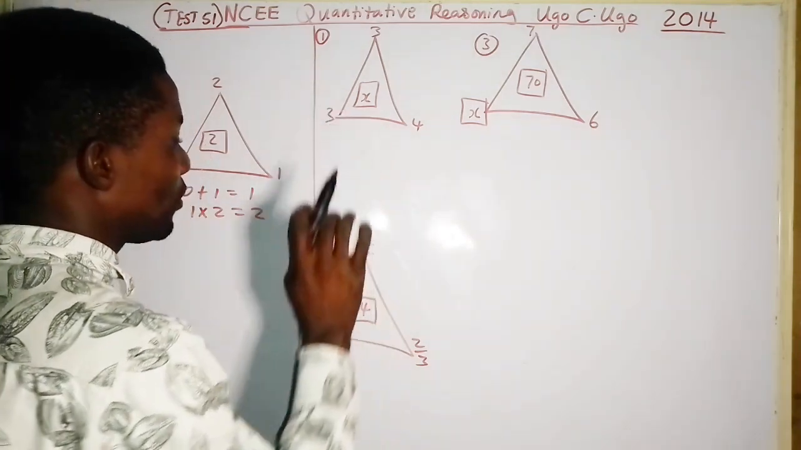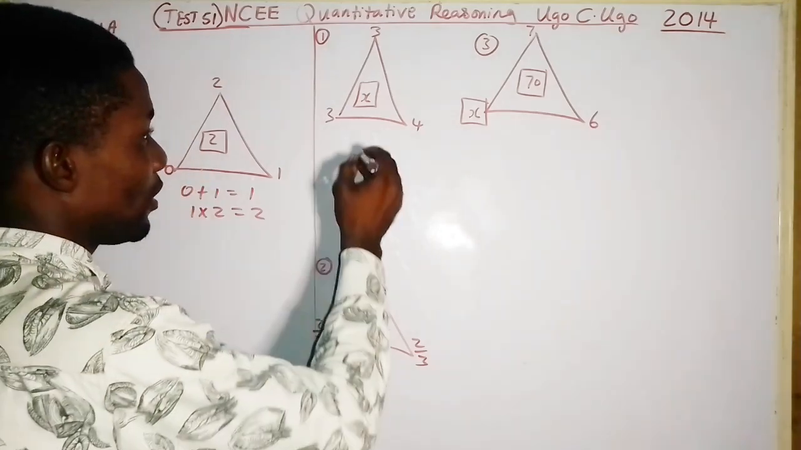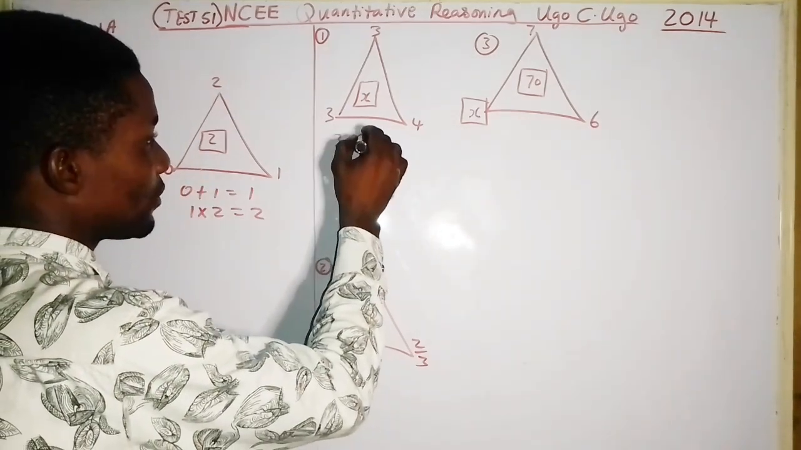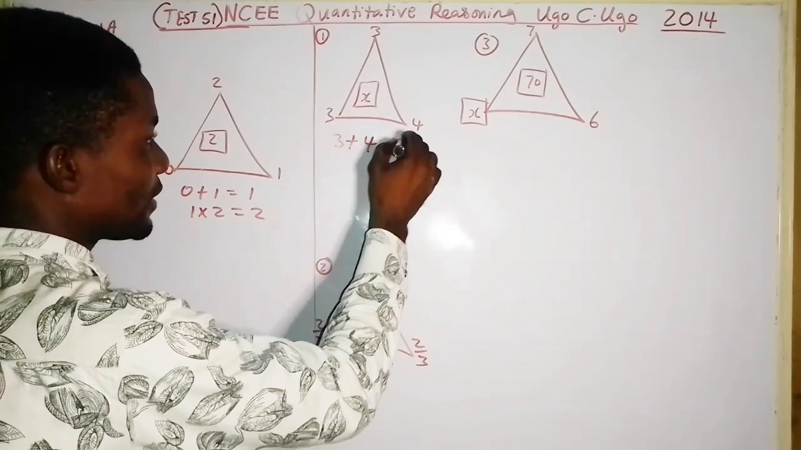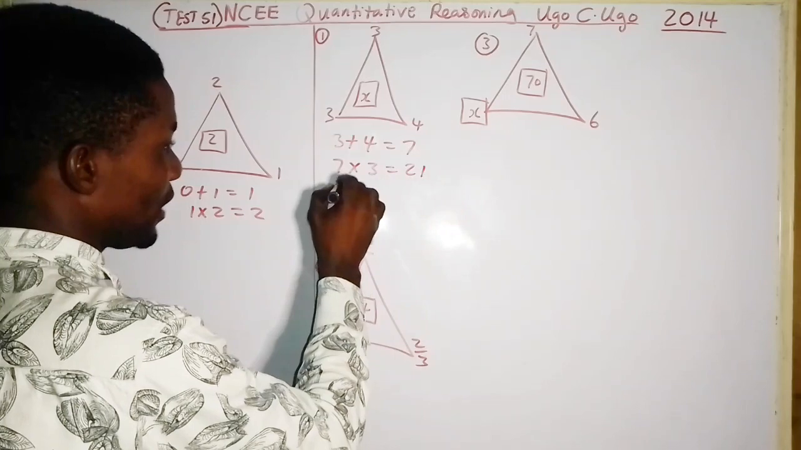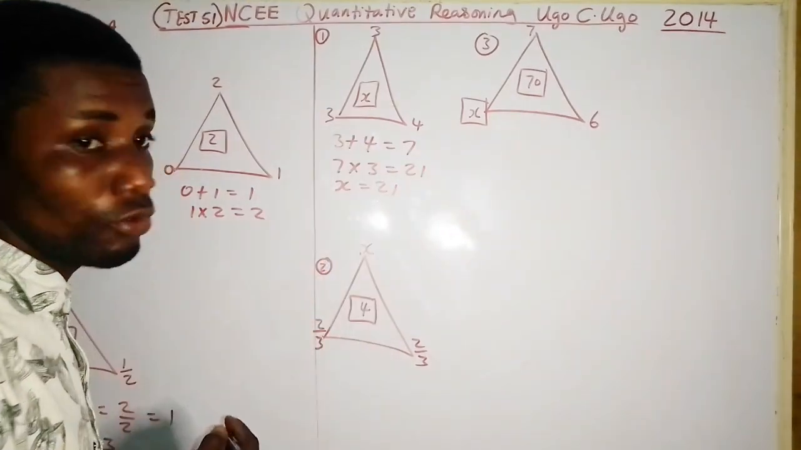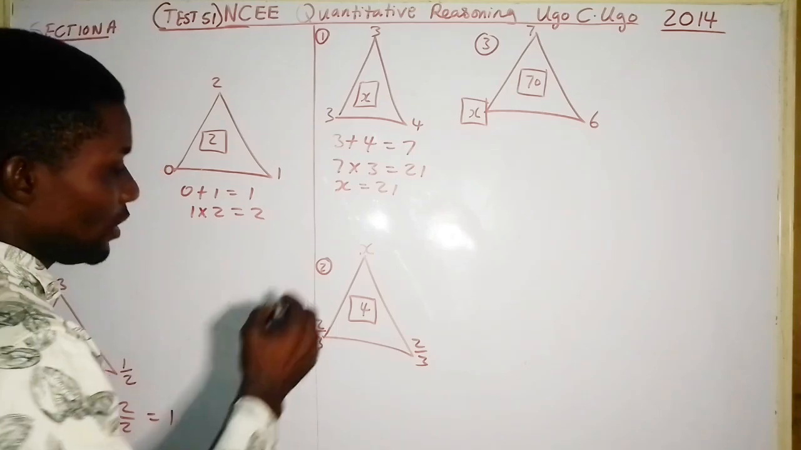Now let's take the question one after the other. We have question 1 to 3 on this particular section. Now for this we have 3 plus 4, that's 7. 7 times 3, that will give us what? 21. That means your x here is what? Is 21, because x represents unknown number. So let's go for number 2.